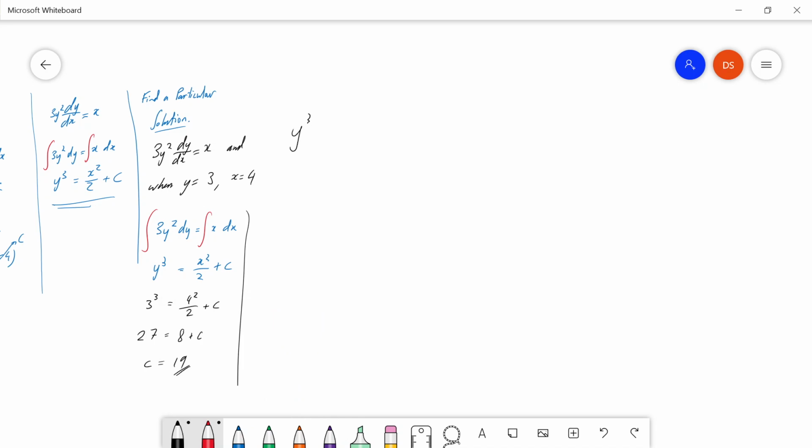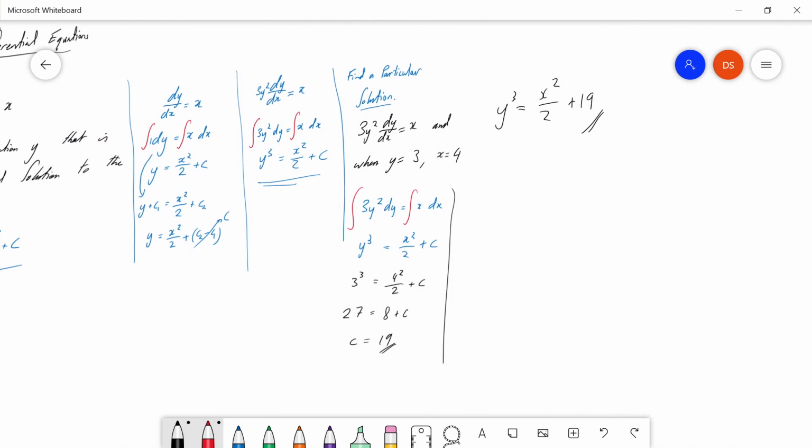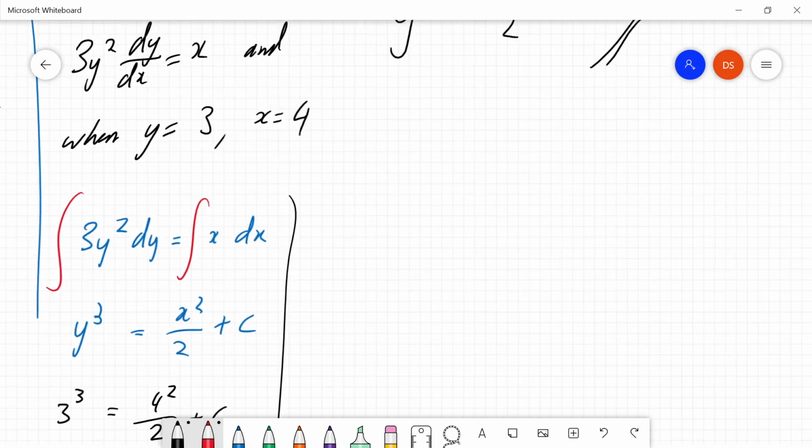So the particular solution for this question is y cubed equals x squared on 2 plus 19. I don't need to make y the subject or x the subject, because it's a bit tricky. So a general solution you just integrate, in a particular solution you must sub in the values they give you.